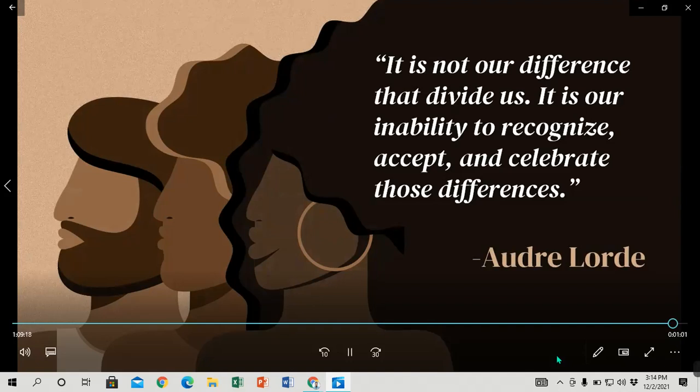So, di ba? We are different, but if we recognize these differences in a way that we accept, respect, and celebrate them, there would be no divisions. There would be no conflicts between one another. It is true that we're different. All of us are different, unique, but we should see it more on the positive side. Recognize each other's differences, accept, respect, and celebrate those differences.